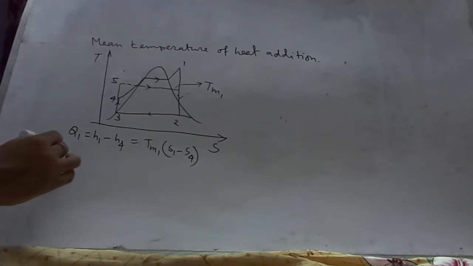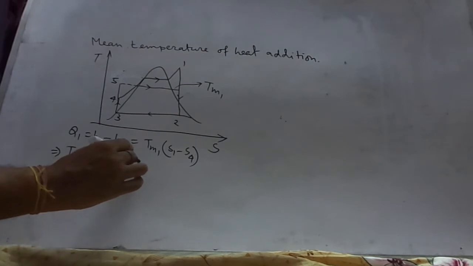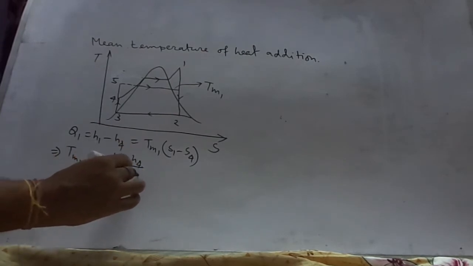Why Tm1? Tm1 is the mean temperature of heat addition. So H1 minus H4 is equal to Tm1 (S1 minus S4). Tm1, the mean temperature of heat addition, is equal to (H1 minus H4) divided by (S1 minus S4).